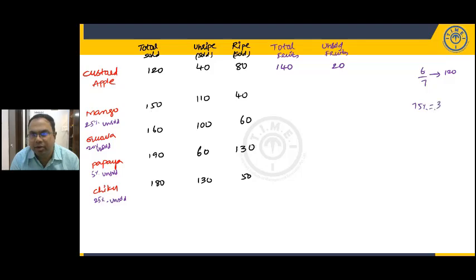75% means 3 by 4. 3 by 4, I know sold value is 150. 150 means each part is 50. 4 into 50, 200. 200 minus 150, 50.